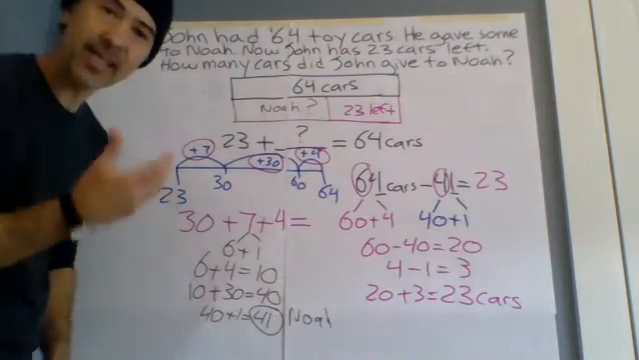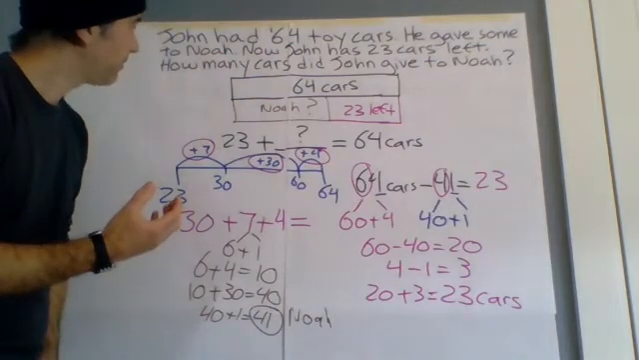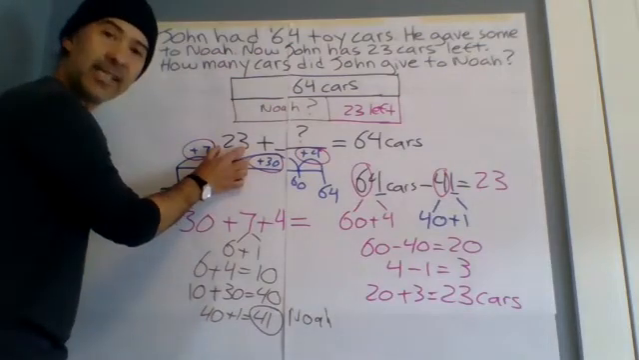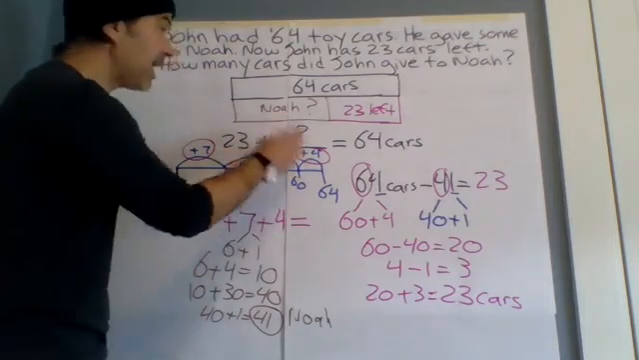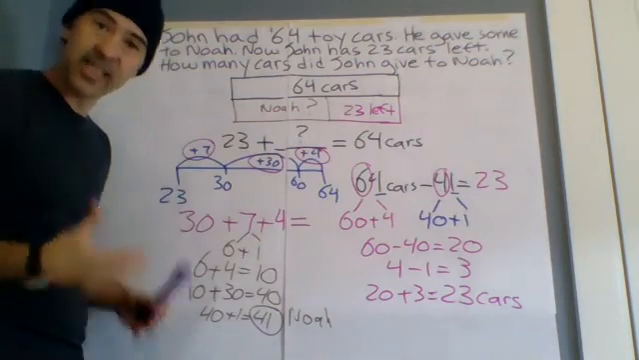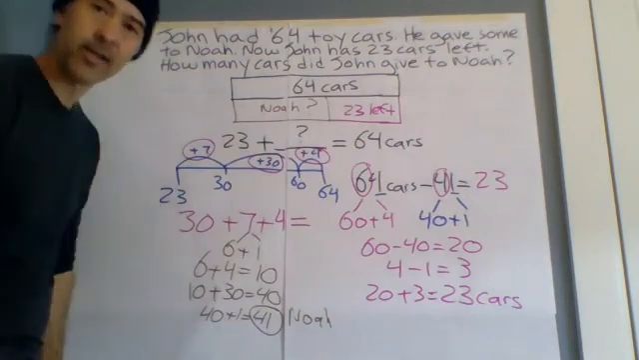Does my answer make sense? Yep. The 23 cars he has left plus the 41 he gave to Noah equals the 64 cars John had. So I'm good to go.